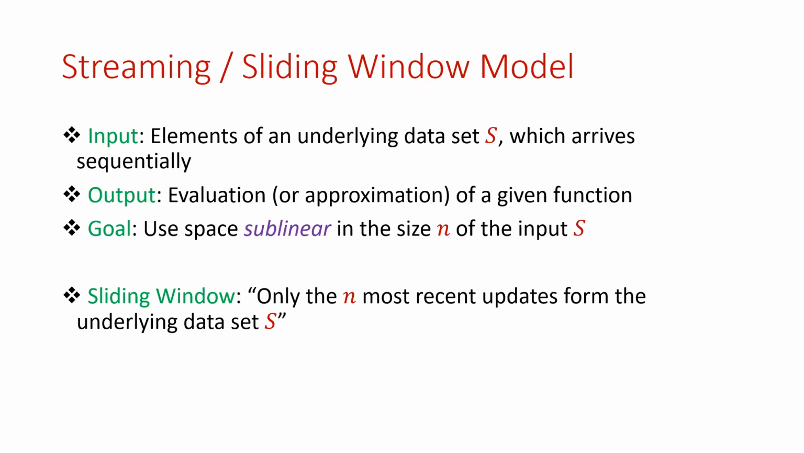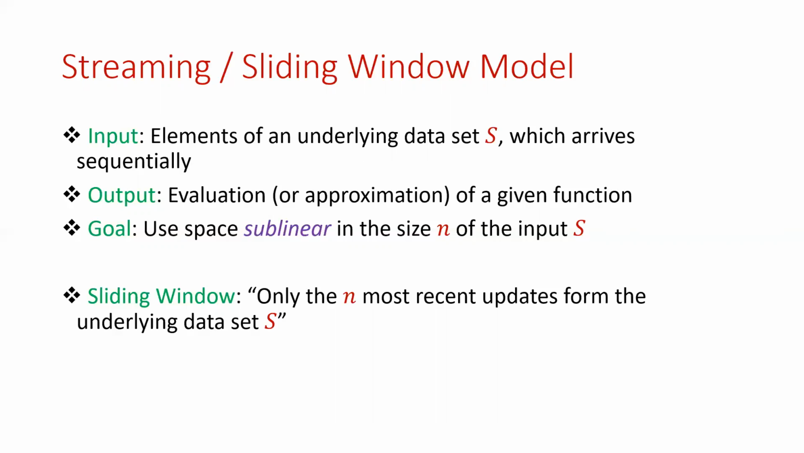Let's start by breaking down some of the terms in the title. To understand the sliding window model, we first need to understand the streaming model of computation. Here, elements of some underlying dataset S arrive sequentially, and the goal is to evaluate or approximate some predetermined given function, using space sublinear in the size of the input.